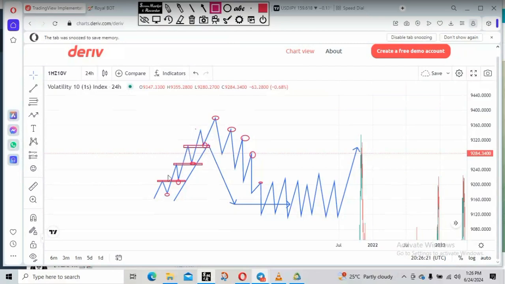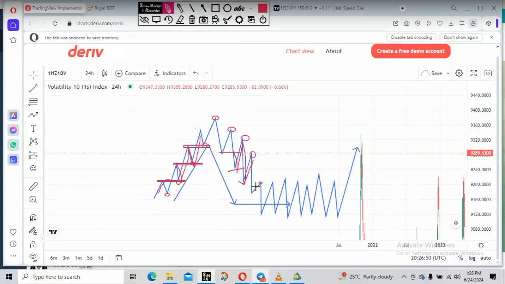So basically, when they break the previous high, they will come back to retest it. That is what you will observe. When they break, come back to retest, break, come back to retest, just like that. The same thing with the lows. So when it breaks, it comes back to retest, breaks, it comes back to retest, and just like that.